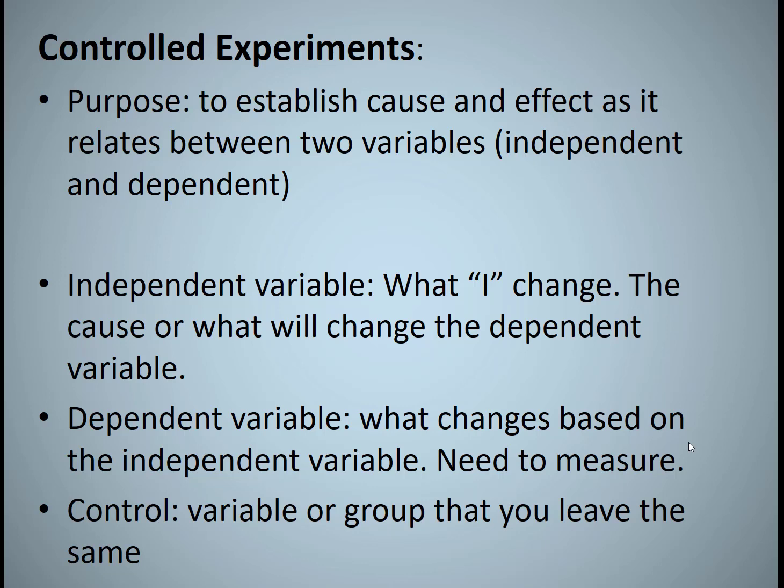Controlled experiments are used by scientists to study the relationship between two variables. And so we're trying to establish cause and effect. The two variables are called the independent and the dependent variable.